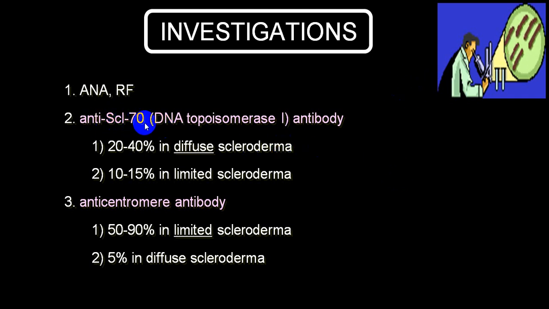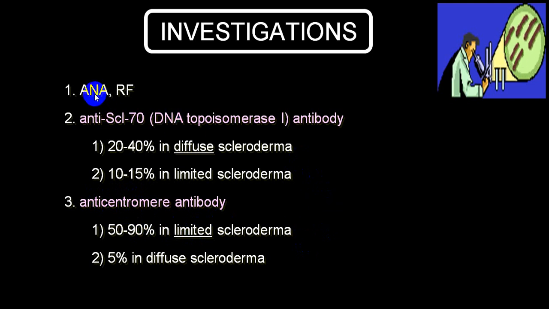Anti-Scl-70 is also called DNA topoisomerase antibody, but in short form we call it anti-scleroderma 70 antibody, while anti-centromere antibody will be positive more in the limited variety. This antibody will be positive in 20 to 40% in diffuse and in the limited variety only in 10 to 15%, while anti-centromere is more differentiating. Almost 90% of the limited variety will have it.